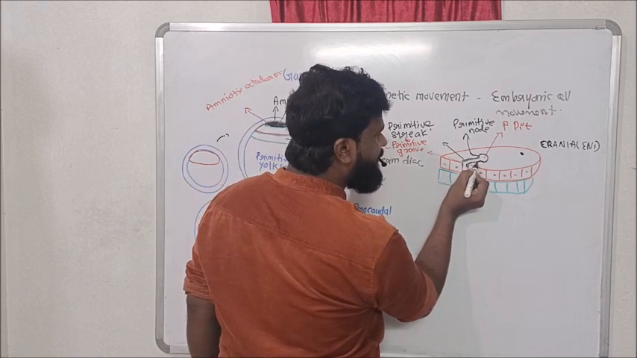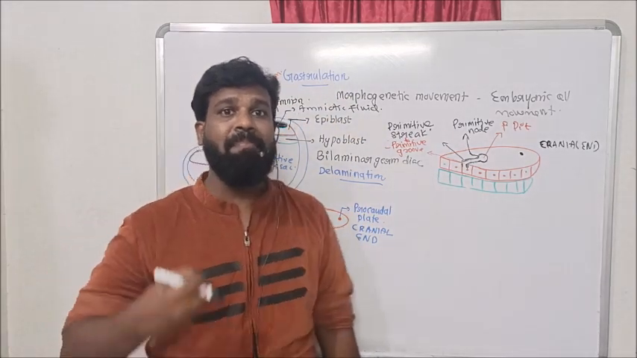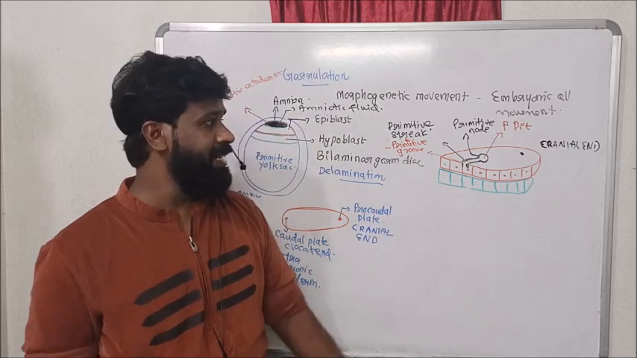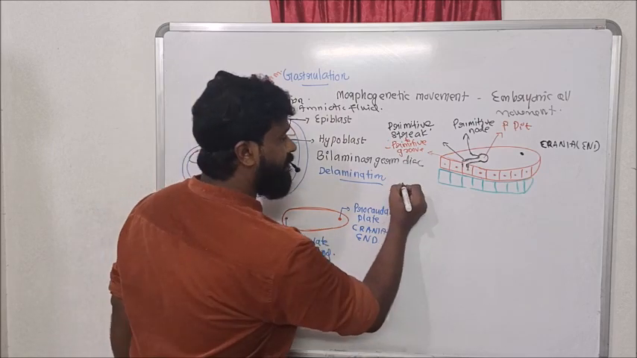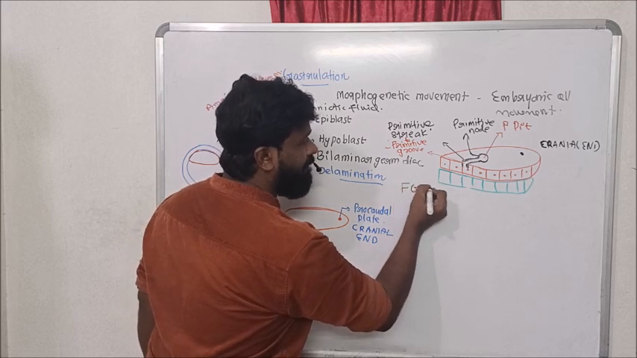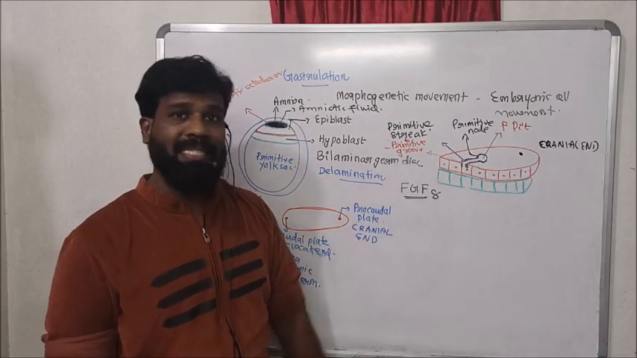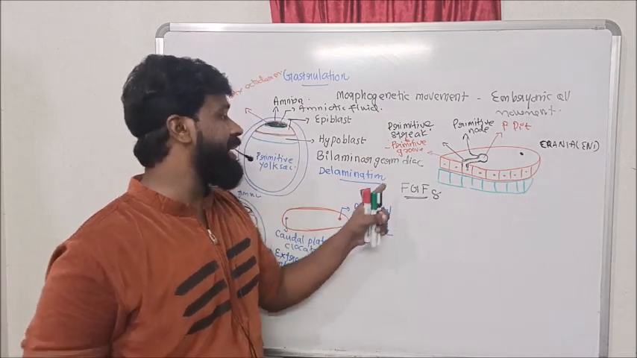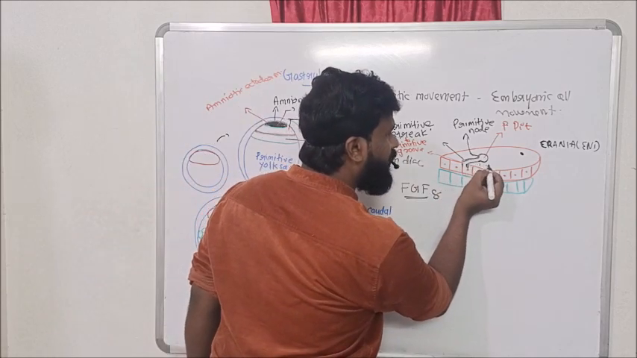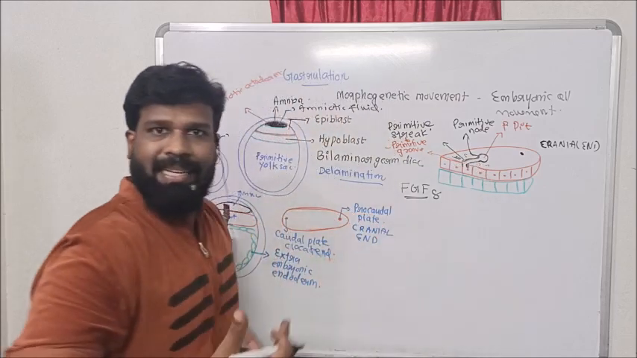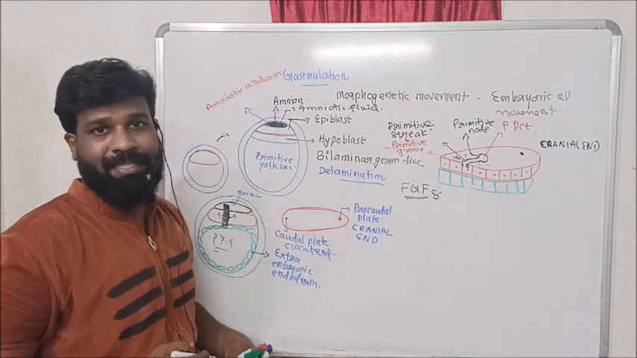Now the cells of this primitive groove secrete some paracrine signals, some signaling factors, like fibroblast growth factor 8, FGF8. This signal is transported to the neighboring cells of the epiblast. We know this is the epiblast.